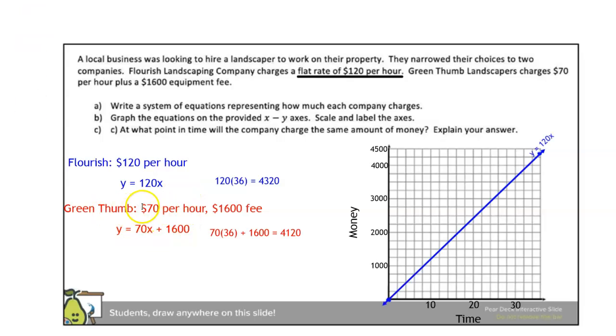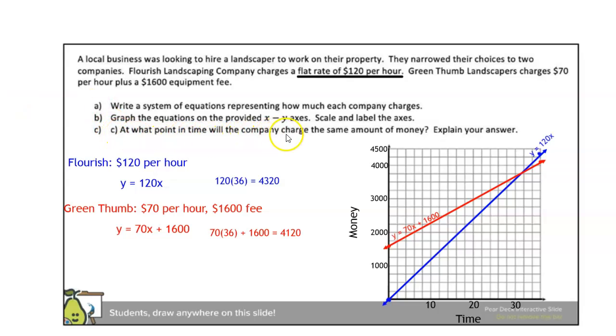Not bad. Now let's do Green Thumb. Green Thumb starts at $1,600. This is $1,250, this is $1,500, so $1,600 is going to be right above there. We'll put a point there. We already have a point for x equals 36, and that's 4,120. Here's 4,000 and here's 4,250, so 4,120 is going to be in between. Let's put a point there as well, around here. Now let's connect those two with a straight line. All in all, it looks pretty good. So we've done letter B.